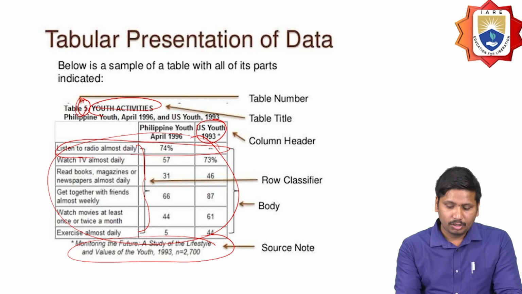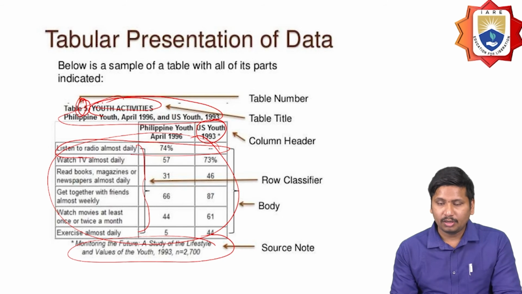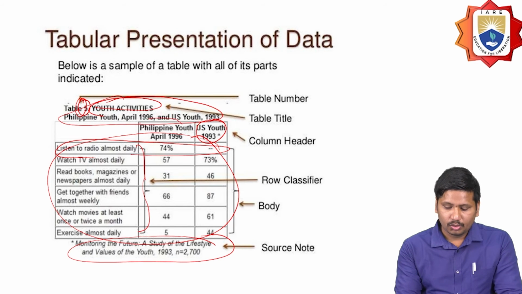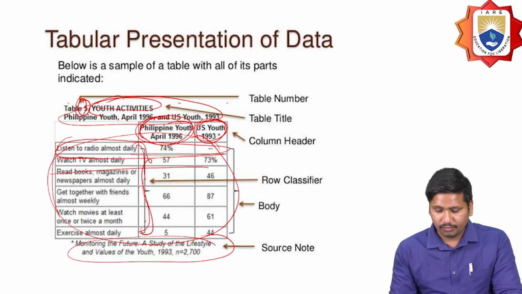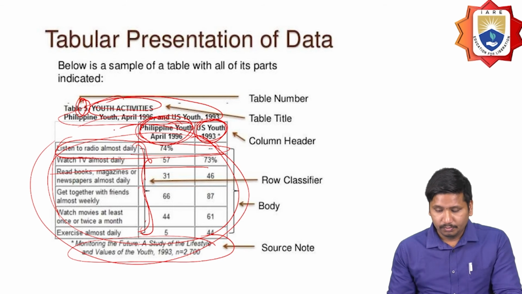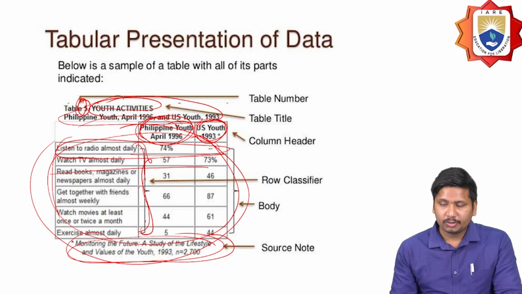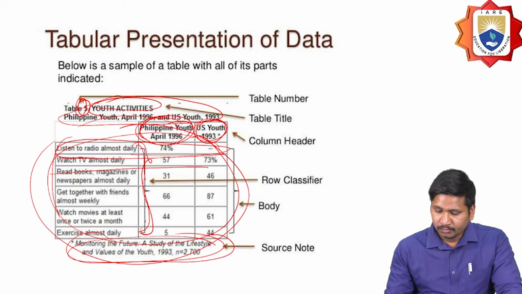The table number should be followed by the title of the table, and the row and column indicators should be specified. These are the rows, this one is called the row classifier, and that is called the row body. The source of the table is going to be specified at the end of the table.